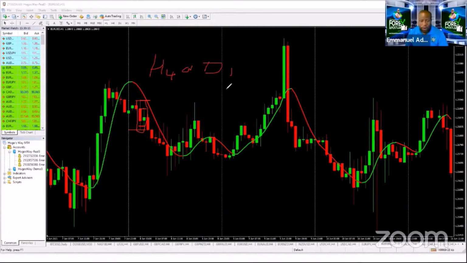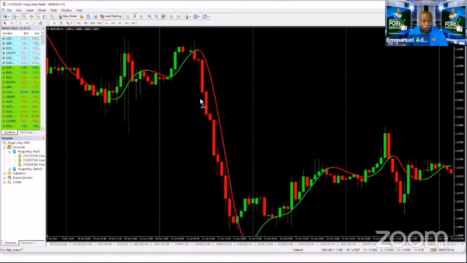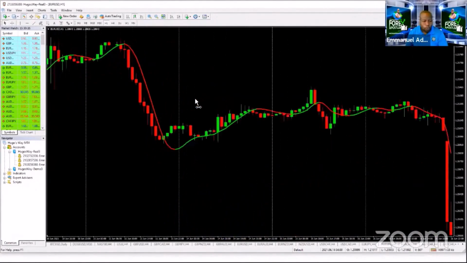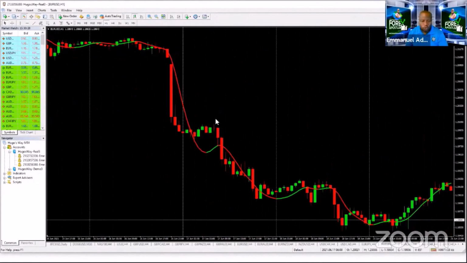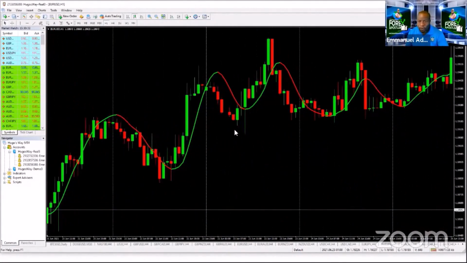You can use 1 hour, as you can see. So you can go, in fact, all day long, just try to be looking for this inside bar. And once you identify it, you can begin to act on it. So we continue right there.